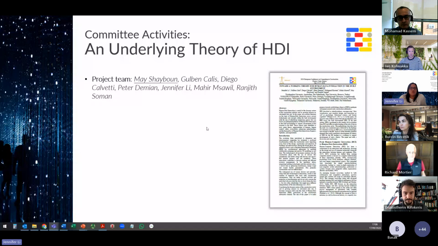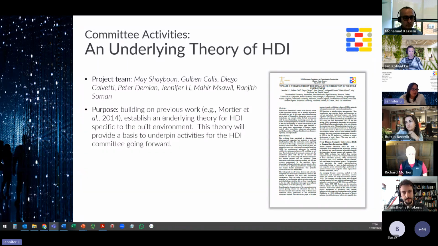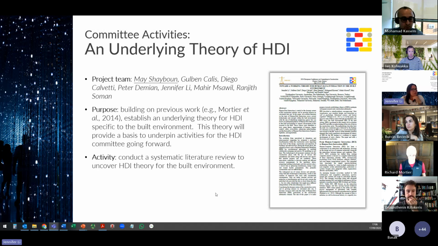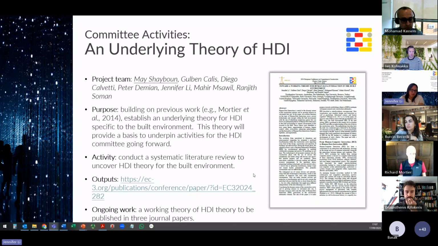We have a relatively large team working on this project of people who have primarily been with the committee since the start. And the idea is just to build on previous work, focusing on built environments specifically, and then use that as a basis to springboard for other projects going forward for the committee. And it's based primarily on literature review at this stage. So we did publish this paper this year, and the idea is that we will extend this work going forward into a number of journal papers that will build on the theory that we've started to develop.